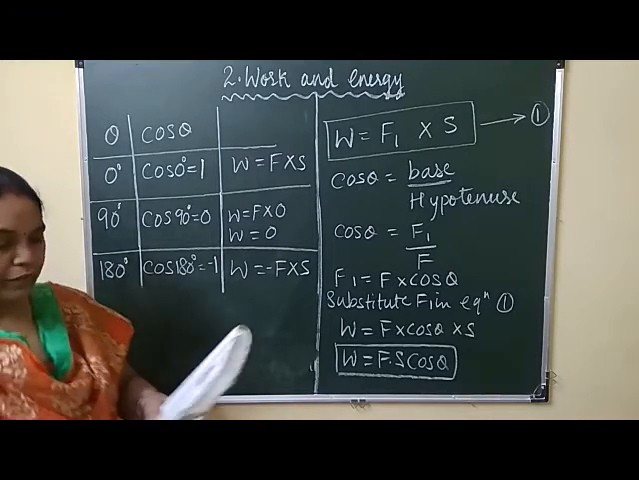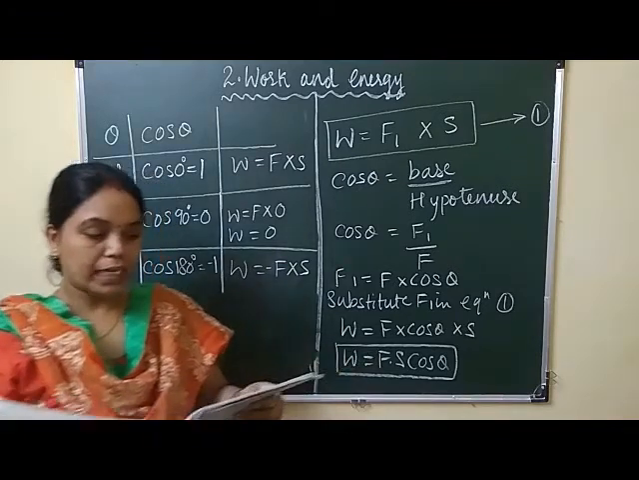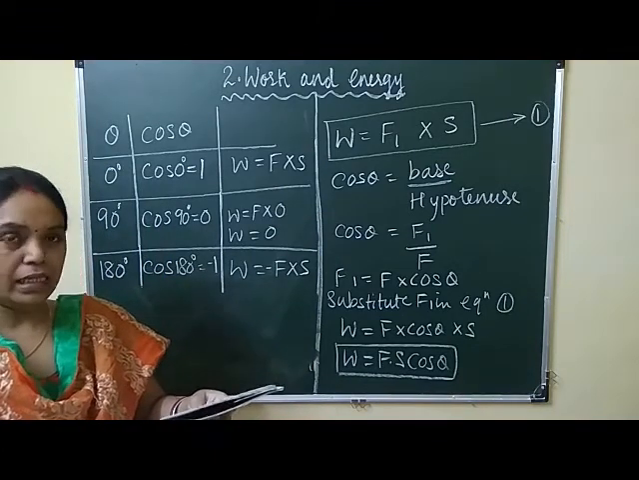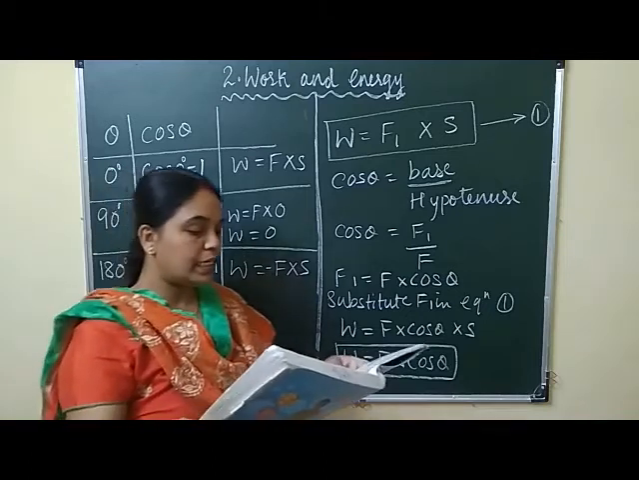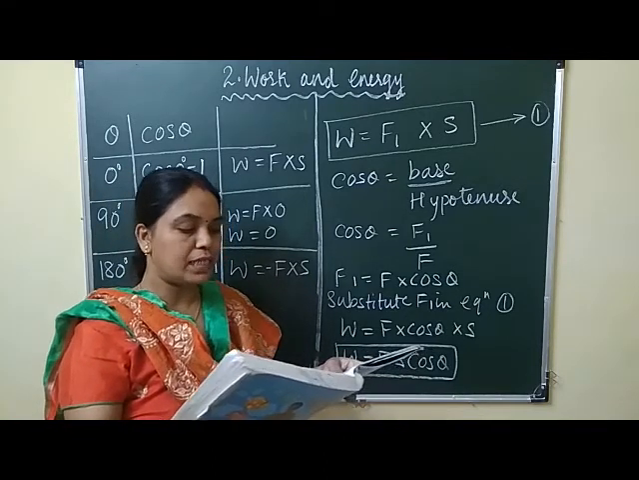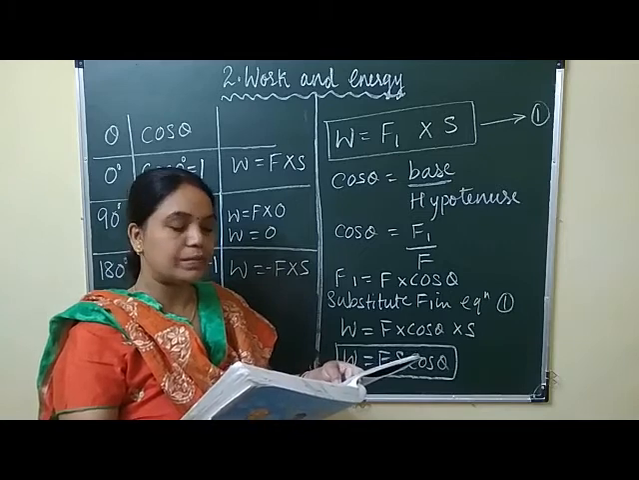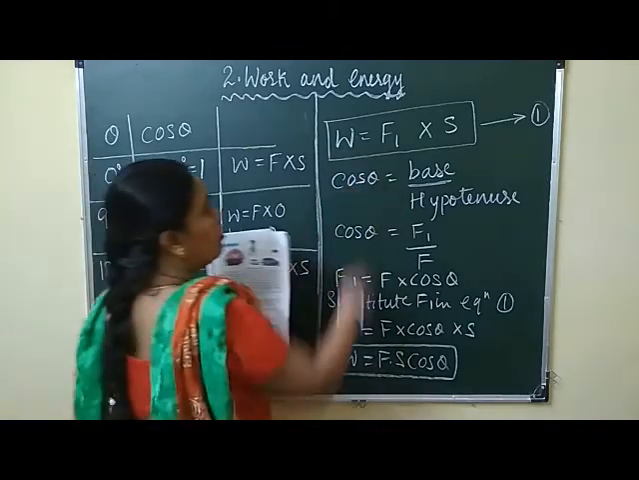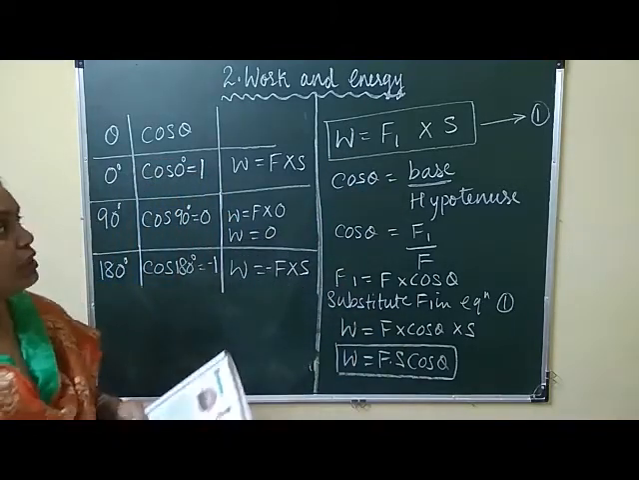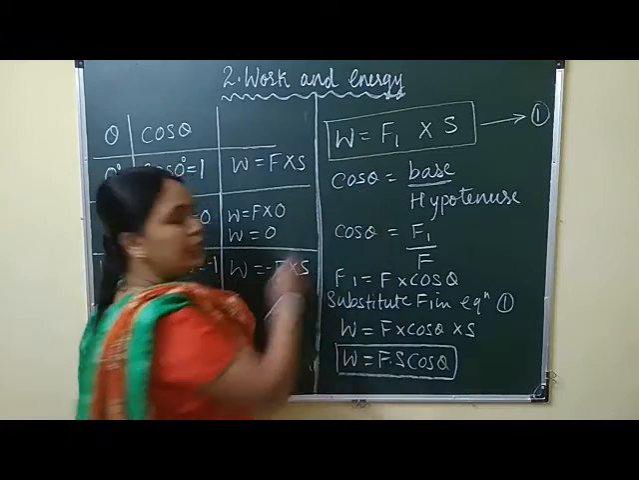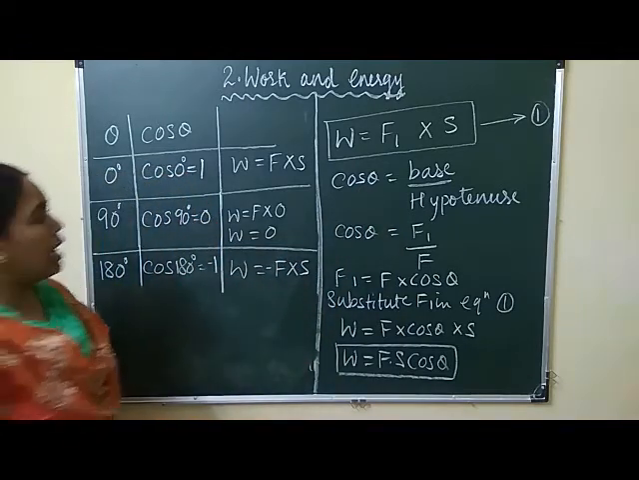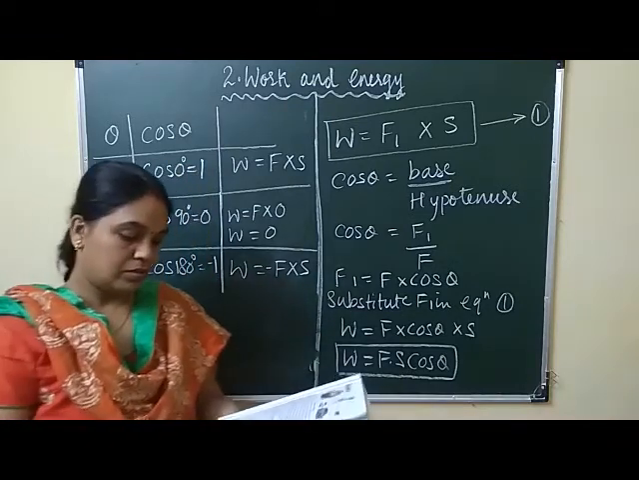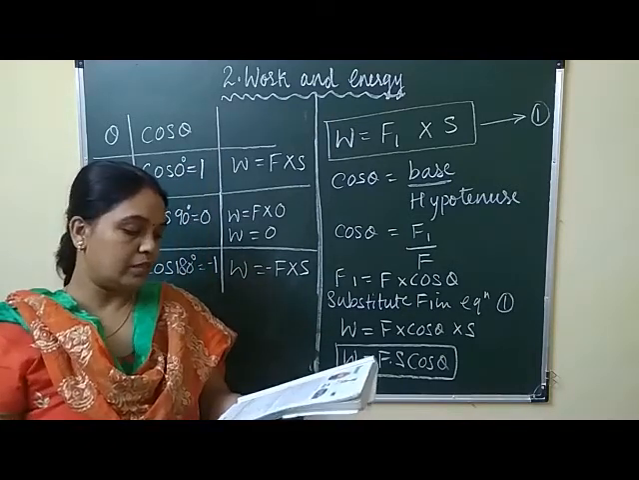Now you have to write the definition of work which is given on page number 18. Mark that work is said to be done when a force applied on an object causes displacement of the object. You also have to copy down the calculation of work done when the angle made is theta, and copy this table from your textbook. Okay, write the conclusion.